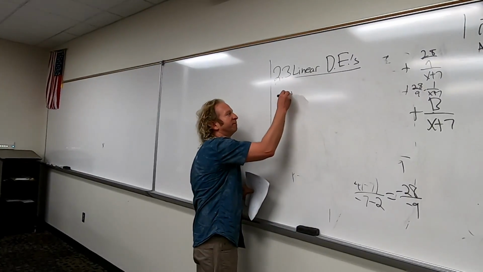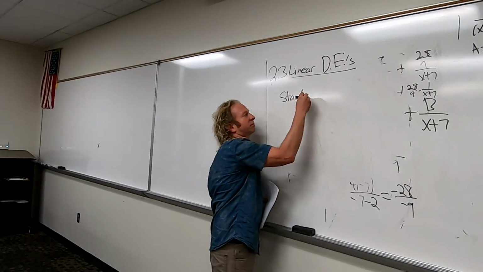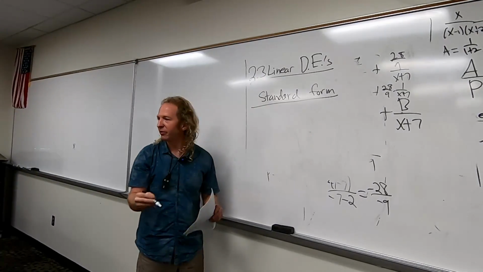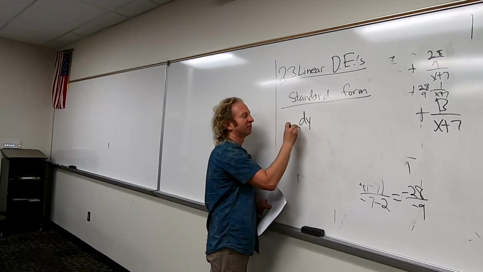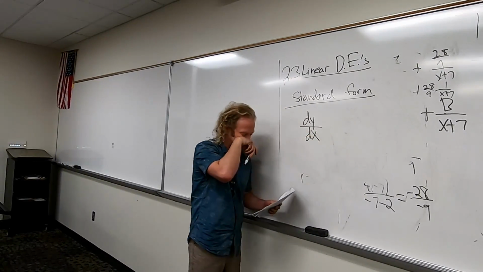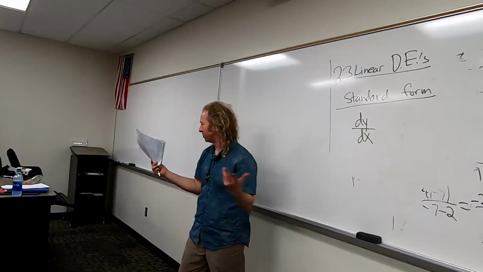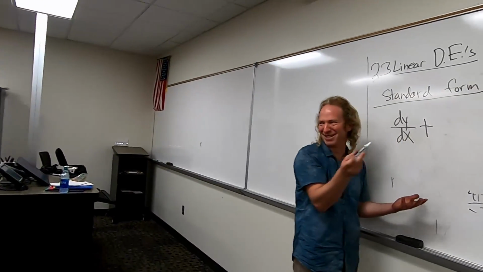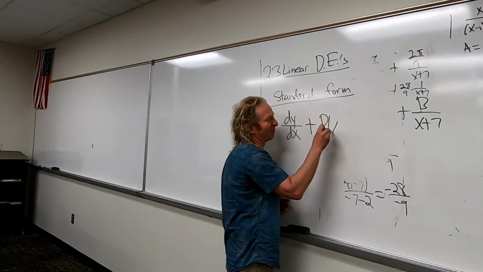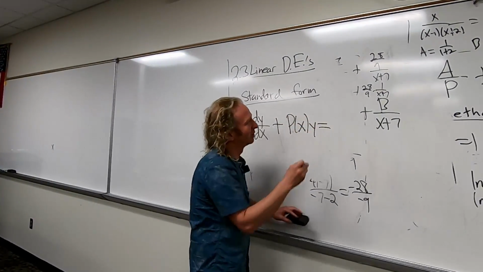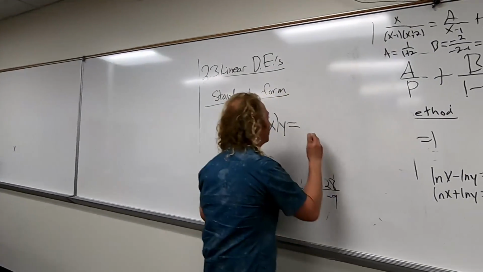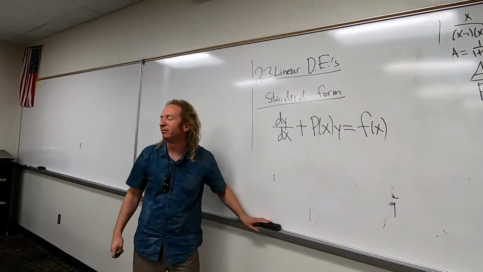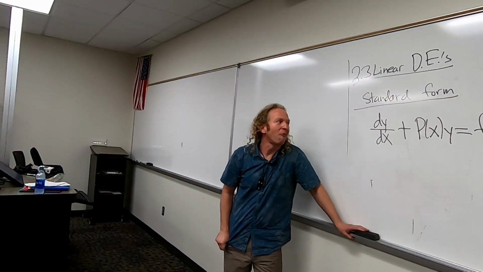The standard form of a linear DE is the following. So it's dy/dx plus p of x times y equals f of x. That's called the standard form of a linear DE.